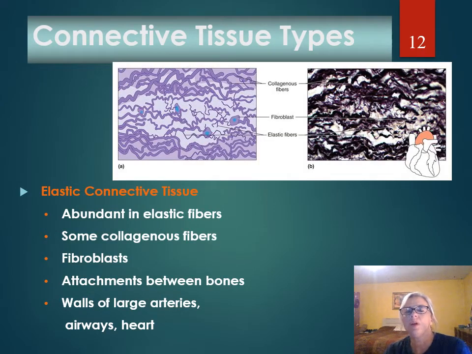Elastic connective tissue is mostly yellow fibers in parallel strands or a branching network. Collagenous fibers and fibroblasts here are found between the layers. You can see the fibroblast here, and then here's your collagenous fibers, and they are kind of zigzag looking, but they are still parallel. And then you have the elastic fibers in there also. These are going to be found by attachments between bones and the spinal column, layers of the walls of hollow organs and arteries, and some portions of the heart and the airways.